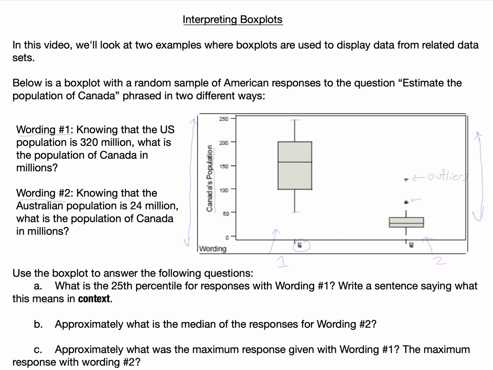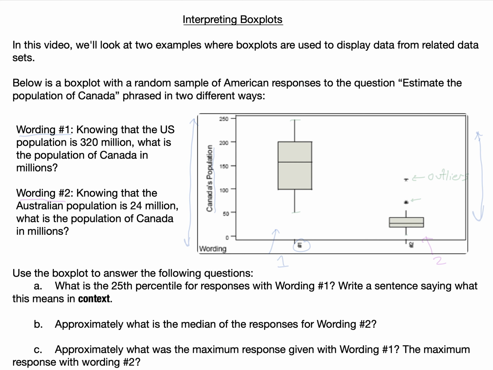This video is about interpreting data from boxplots. We're going to look at two examples where boxplots are used to display data from different related data sets. So below is our first boxplot. We've got a random sample of responses by Americans to the question, estimate the population of Canada.